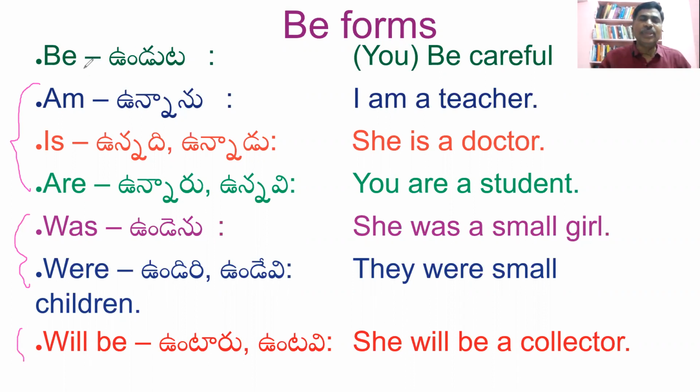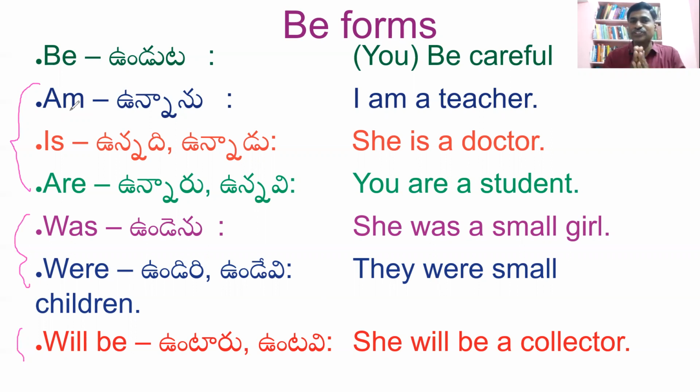Okay, B అంటే ఉండుట. You be there, అక్కడ ఉండండి మీరు. Be careful, జాగ్రత్తగా ఉండండి. See for example, am ఉన్నాను, I ఉన్నాను. So I'm translating into Telugu just to clear the difference, but you should not translate. You have to see the dictionary in English and follow that. Am, I ఉన్నాను. Am మల్లేశం, నేను మల్లేశం అయి ఉన్నాను. Am a teacher, నేను టీచర్ అయి ఉన్నాను.